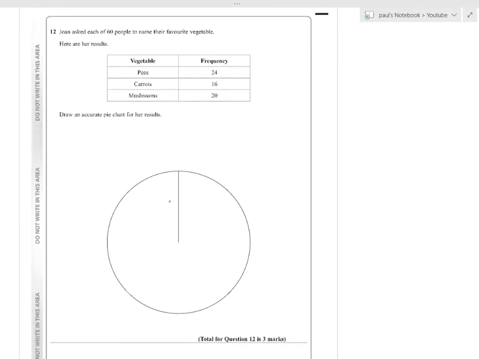Hopefully. Joan asked 60 people to name their favourite vegetable. Here are the results. So that all adds up to 60. So draw a pie chart. So we've got 360 divided by the 60 people altogether, which equals 6. So 6 degrees per person.